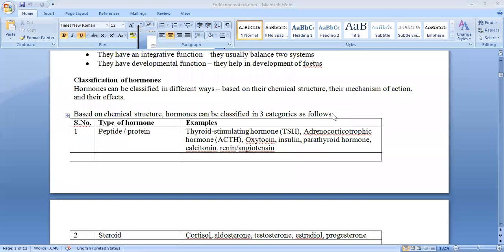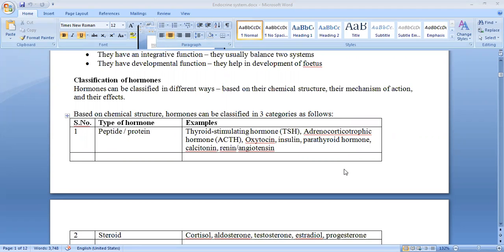So the classification of hormones is what is important from our point of view. We can classify hormones in different ways. Sometimes we classify based on the chemical structure. They can be classified based on the mechanism of action. They can be classified based on the effects that they produce. So for us, what is important is classification of hormones based on the chemical structure.